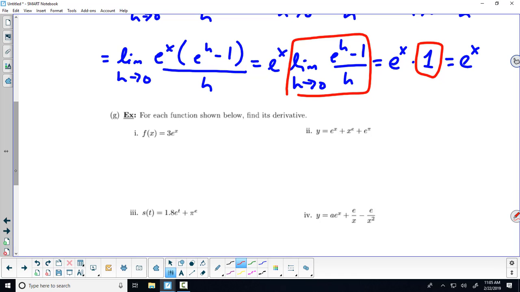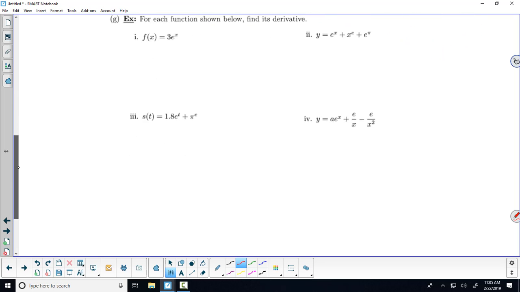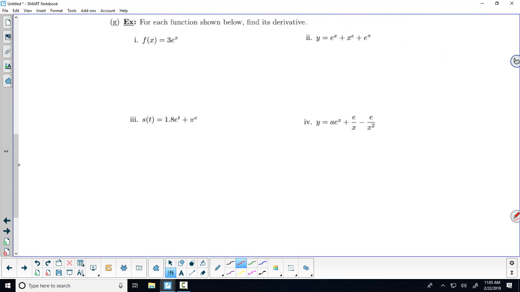So, the derivative of e to the x is e to the x. Okay? All right. So, let's find some derivatives. What is f prime of x here? It is 3e to the x. Okay, careful, there's a lot happening there for me to write the exact same thing.